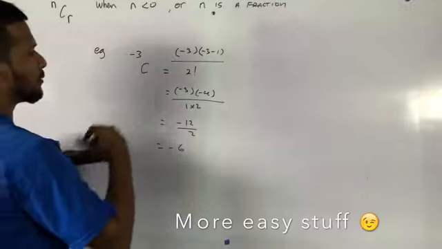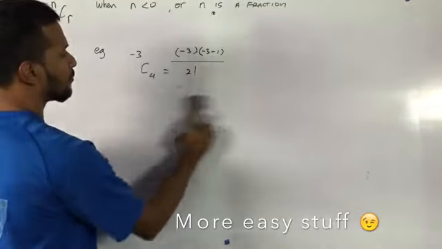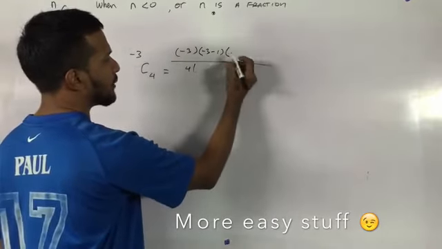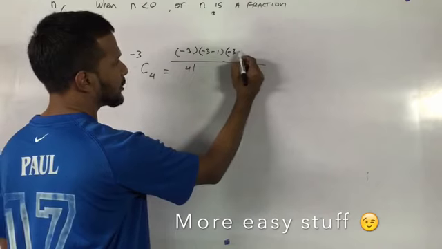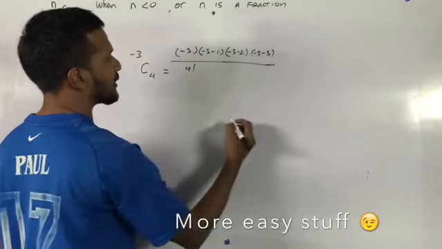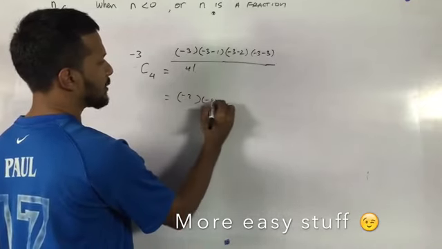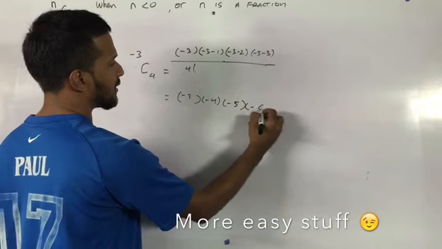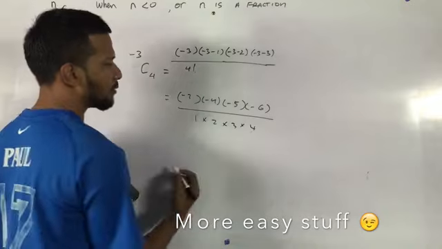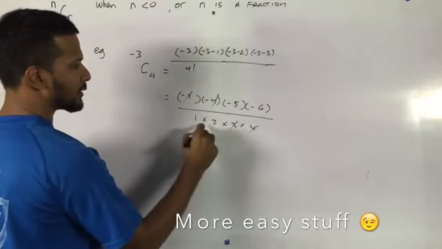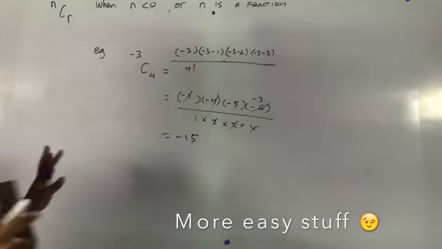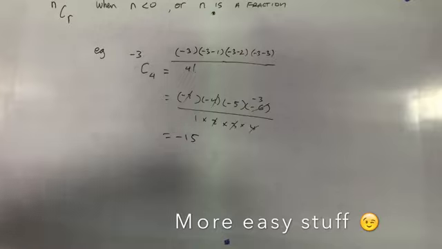Remember, if it were 4 factorial, then it should have 4 products on top. So it will be minus 3, minus 4, minus 5, minus 6, all over 1 by 2 by 3 by 4. Okay? 4 will cancel, 3 will cancel, 2 into this is minus 3, so the answer is minus 15. Very simple. Very, very simple working. Okay?